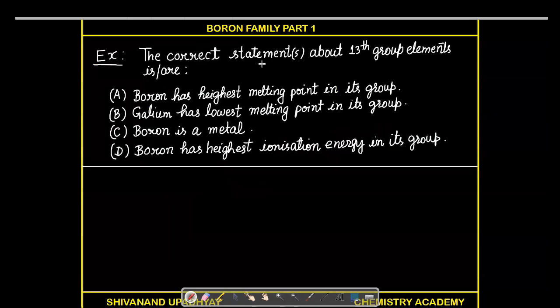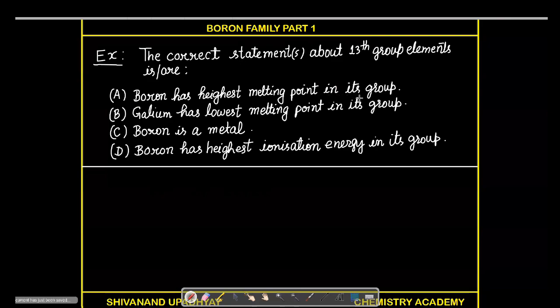Second example: the correct statements about 13th group elements are, boron has the highest melting point in its group. Yes, we have discussed that the melting point of boron is around 2000 degrees Celsius because of its crystalline structure, while gallium is a solid at room temperature, but its melting point is 30 degrees Celsius. When we take gallium in our hand, it will melt because body temperature is 37 degrees Celsius. So these two seem to be correct.